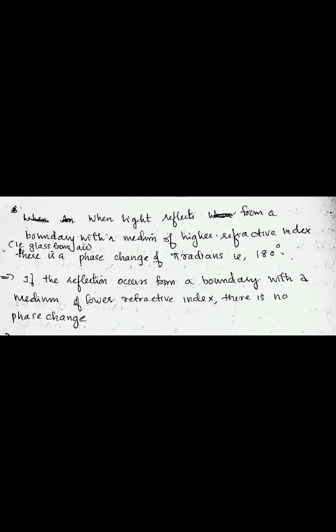The next question is, when light suffers reflection at the interface from air to glass, the change in phase of the reflected light is equal to dash. So when the light reflects from a boundary with a medium of higher refractive index, that is the glass from air, there is a phase change of pi radians, that is 180 degrees. So here the answer is 180. If the reflection occurs from a boundary with a medium of lower refractive index, then there is no phase change. But here it is asking about the reflection from the medium of higher refractive index. So here the phase change is 180 degrees.